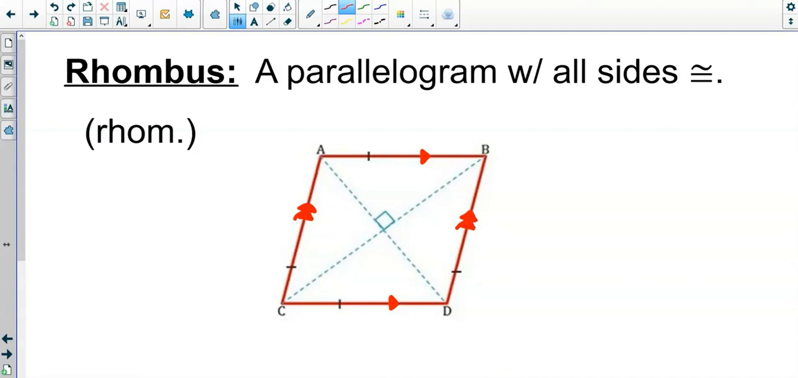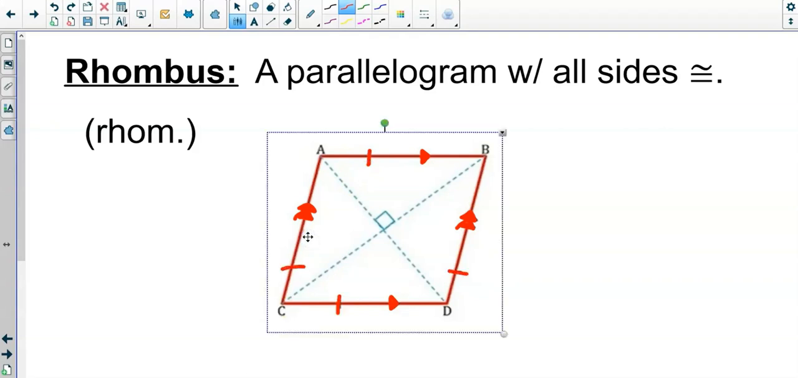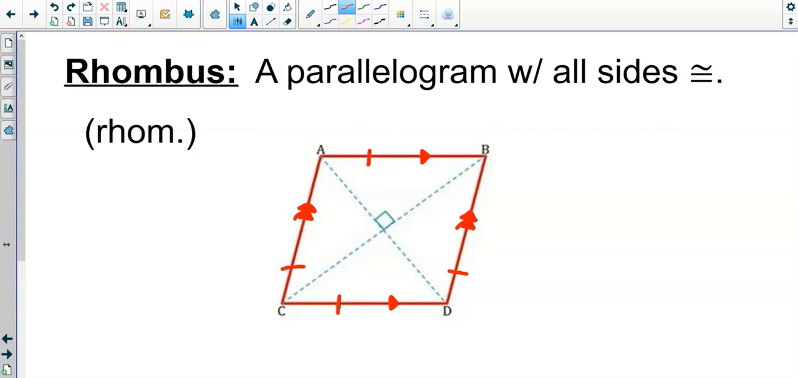Opposite sides are parallel. You also see that this side is opposite this side, and it's congruent. You see that this side is opposite this side, and it is congruent. Again, that's because of the parallelogram. Opposite sides are congruent.